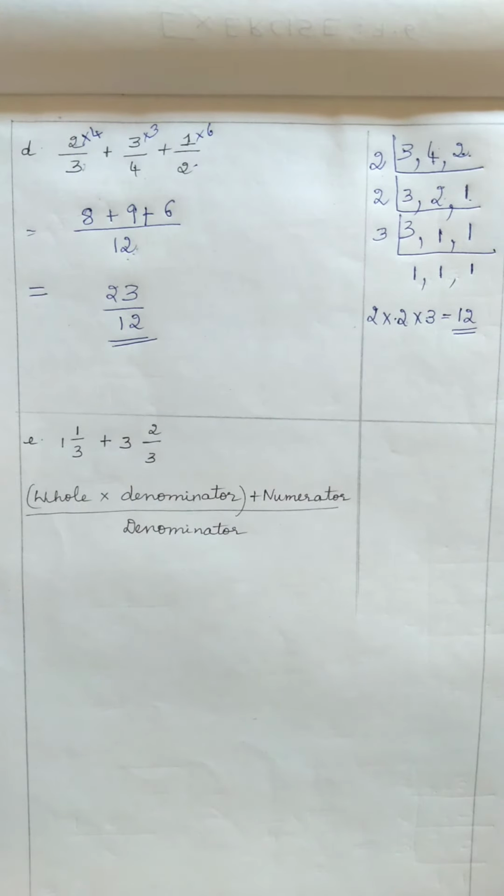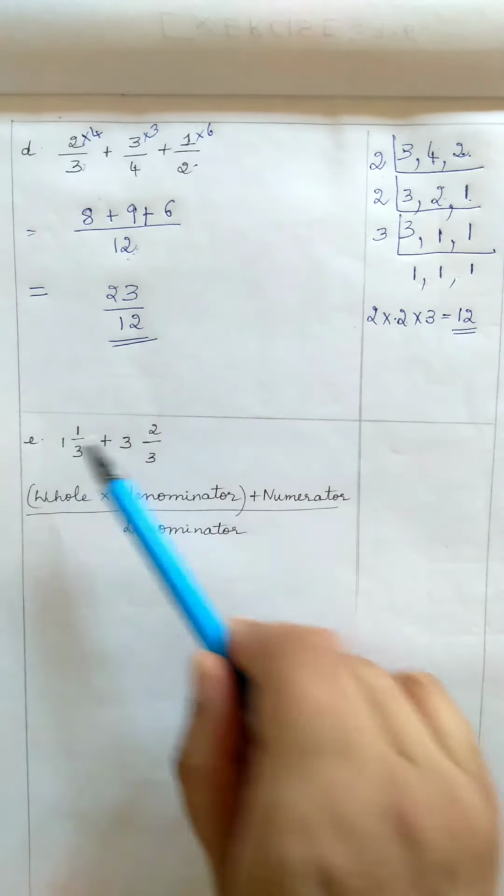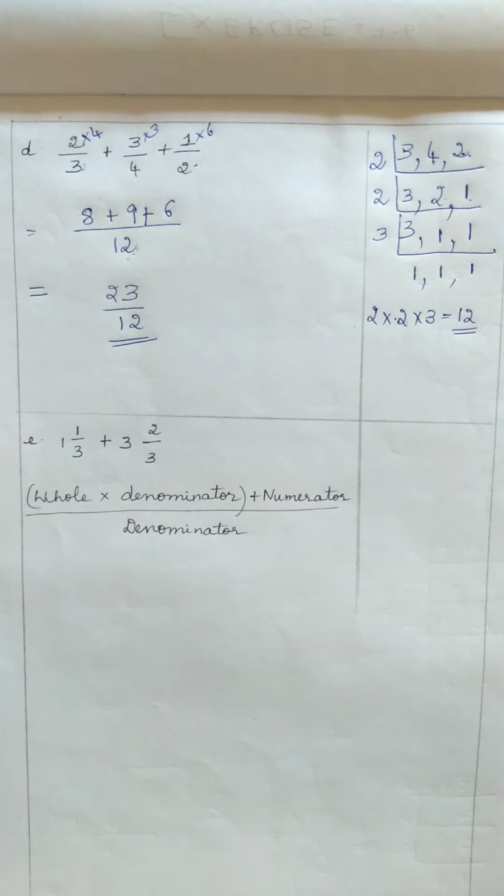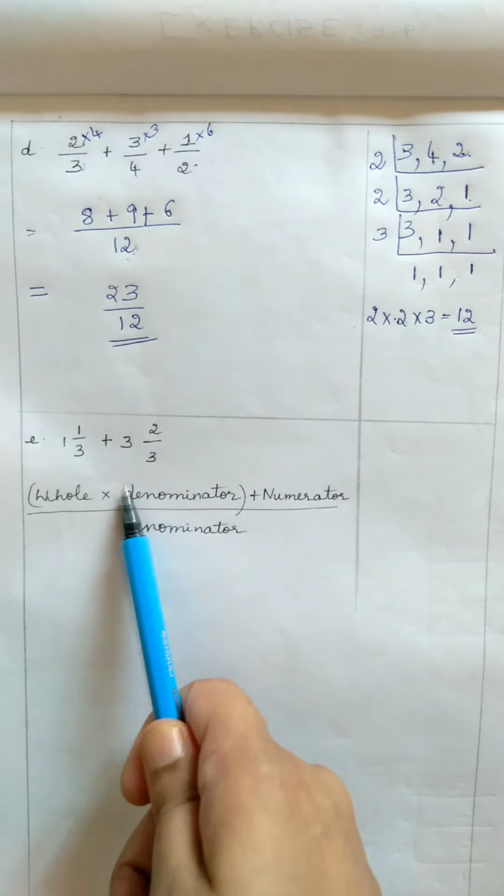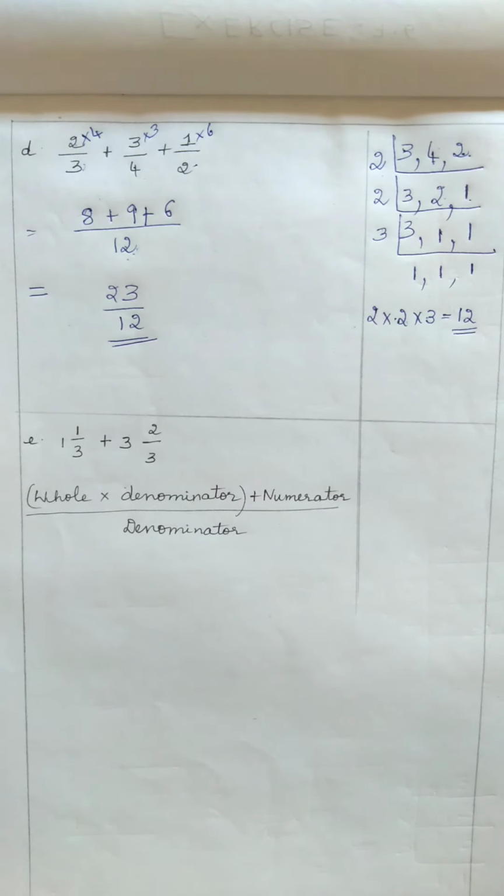Consider the next problem. We have 1 1 by 3 plus 3 2 by 3. Both the fractions are mixed fractions. Now, how to add two mixed fractions? To add two mixed fractions, we have two methods. Out of two methods, for this problem, let us use this method, and for another problem, we will use another method.